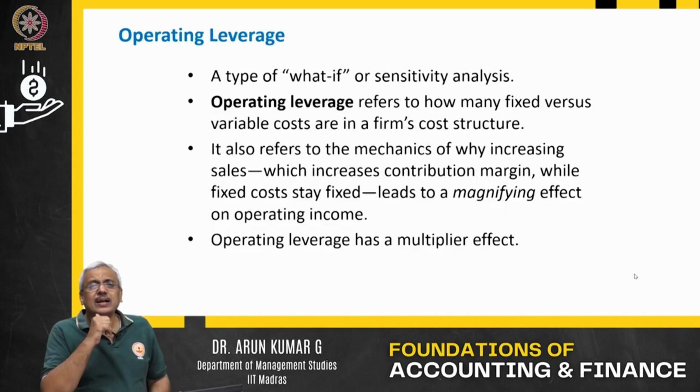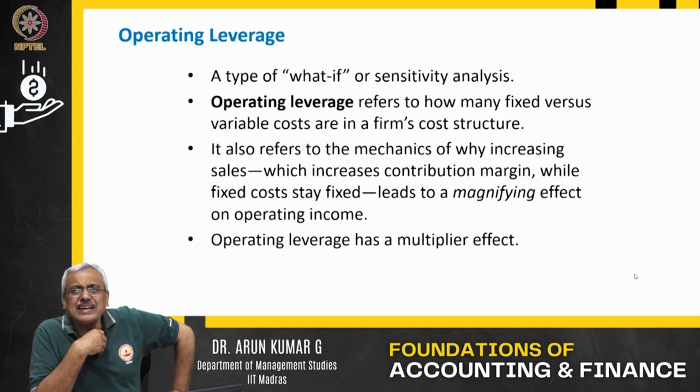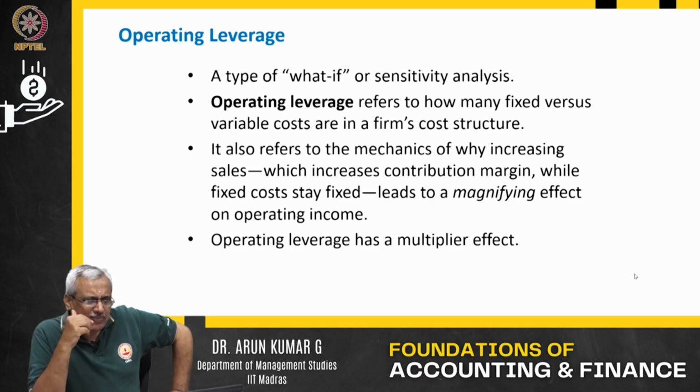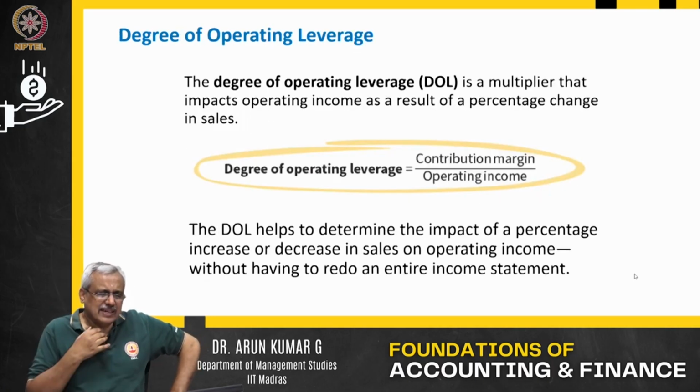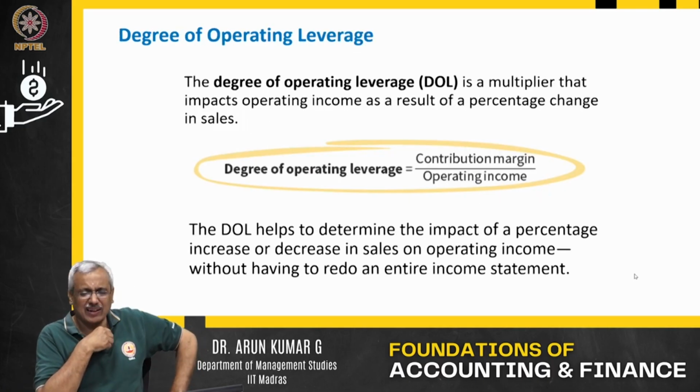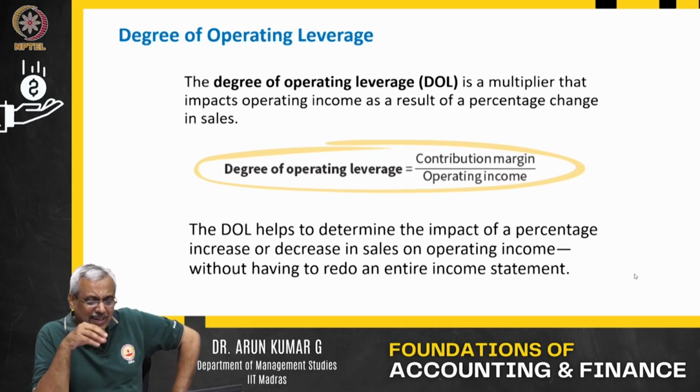Moving beyond, I move to something called operating leverage. That is something like a sensitivity measure. It refers to how many fixed and variable costs there are in a firm's cost structure. Operating leverage is like a multiplier effect or a magnifying effect. Let us take an example and then explain. We use the degree of operating leverage as a measurement.